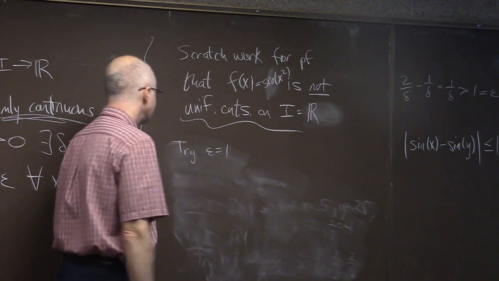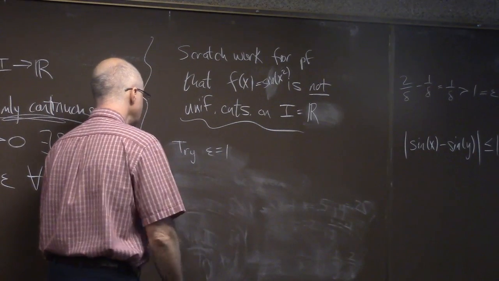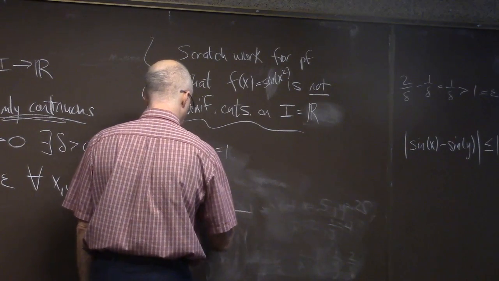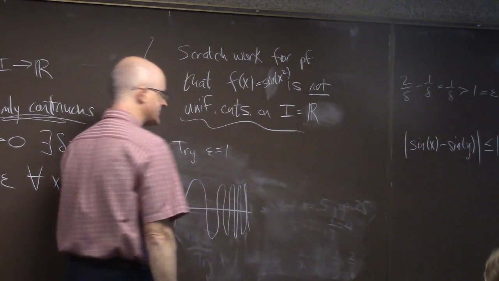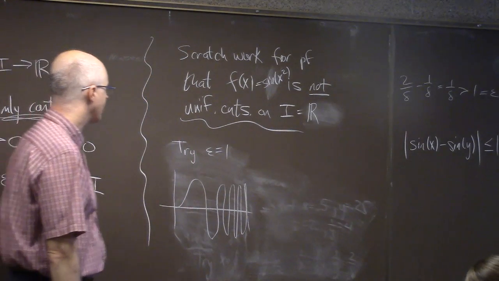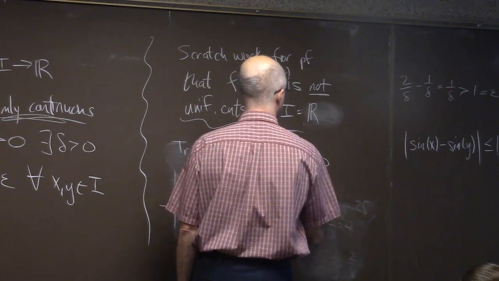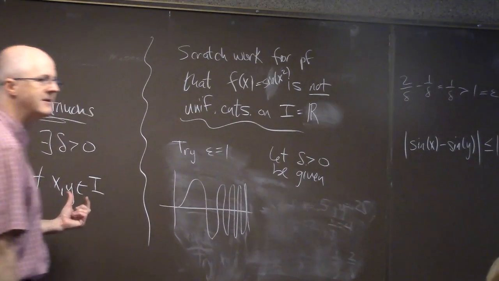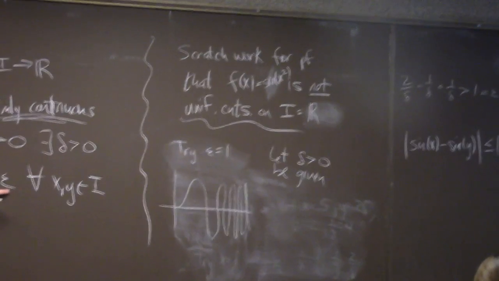What do we need to do? We need to think about, well, let's just think about the picture first here. It oscillates faster and faster. Give me an arbitrary delta. I want to find 2 points x and y within delta of each other so that the distance between their outputs is greater than or equal to 1.